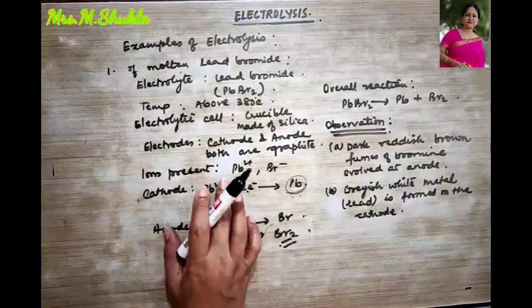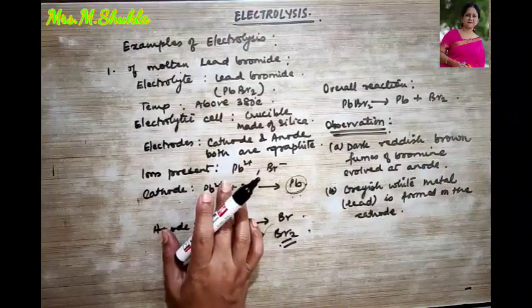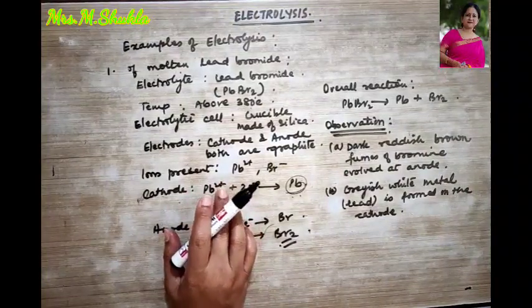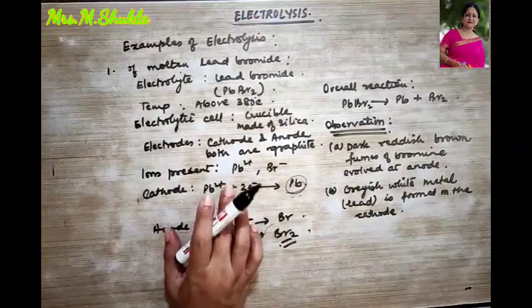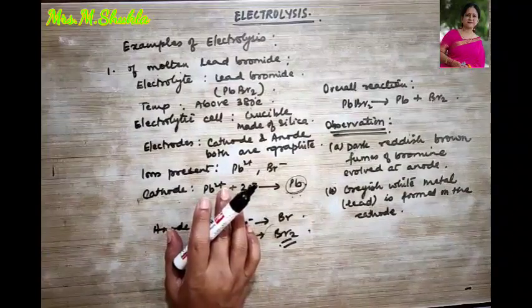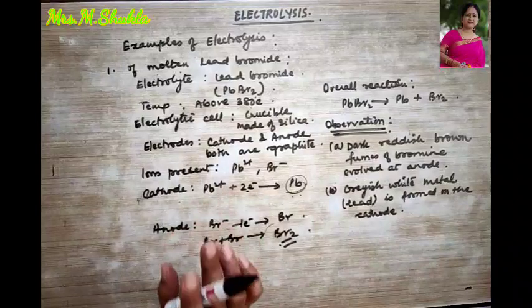A graphite anode is preferred over here to any other inert electrode such as platinum. Why? Because graphite is unaffected by the reactive bromine vapors.